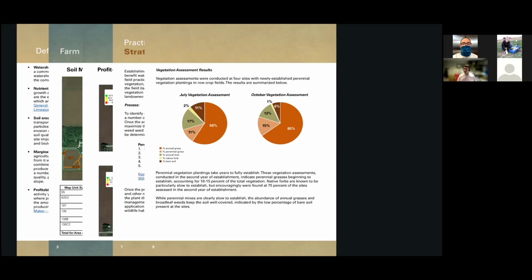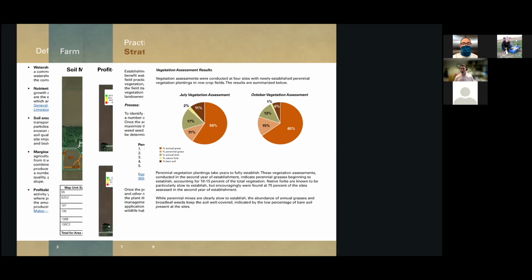And this was in the second year of establishment. And so those darker orange areas, and then the darker olive color, those are two weedy species, right? So they're going to be our annual weeds. And then the salmon color and the tan yellowish color, those are our perennial species that we seeded in. And so even in the second year, you can see that there's just not a lot of the desirable species that we were aiming for.